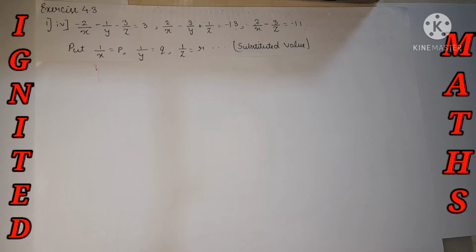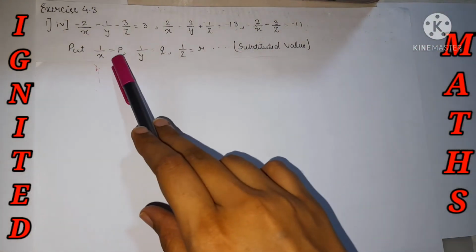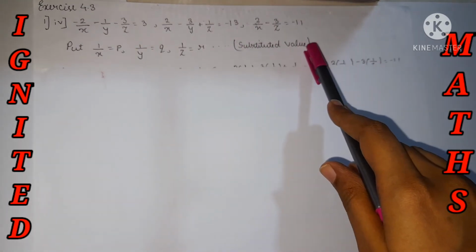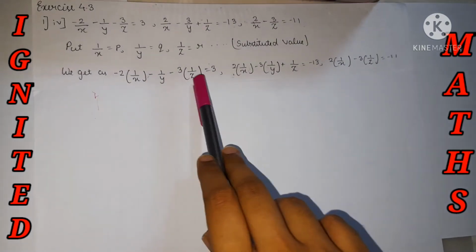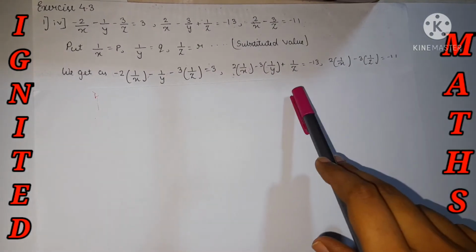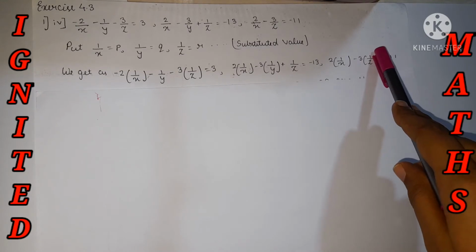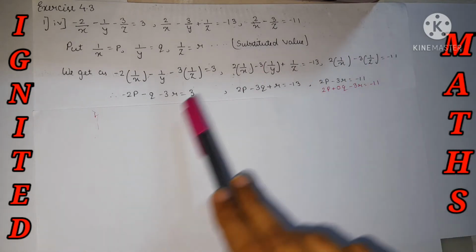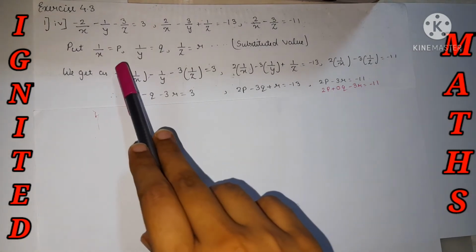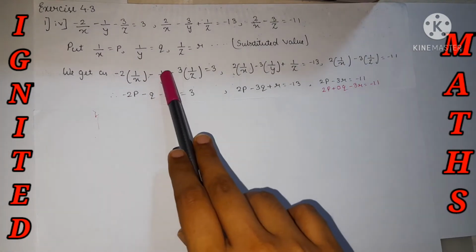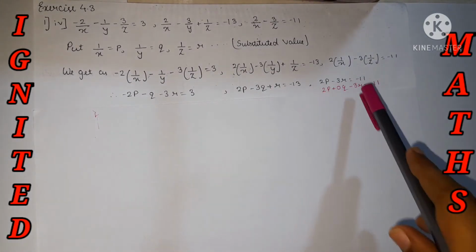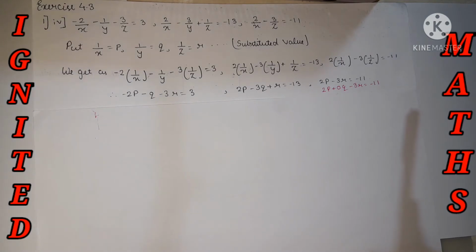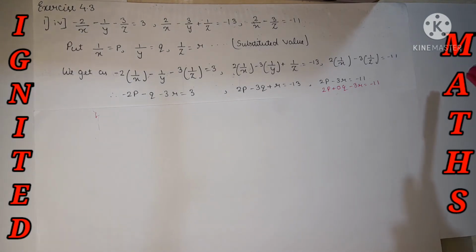After substituting, just put the values into the linear equations given. We need to put p, q, r into these linear equations. I have split it into 1 by x, 1 by y, 1 by z in each and every equation so that it will be easy to substitute the values. So I have substituted 1 by x equal to p, 1 by y equal to q, and 1 by z equal to r. The same thing I have repeated in all three equations. After substituting, we have three equations.